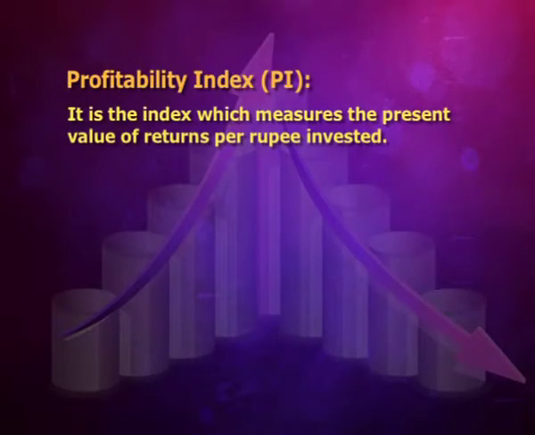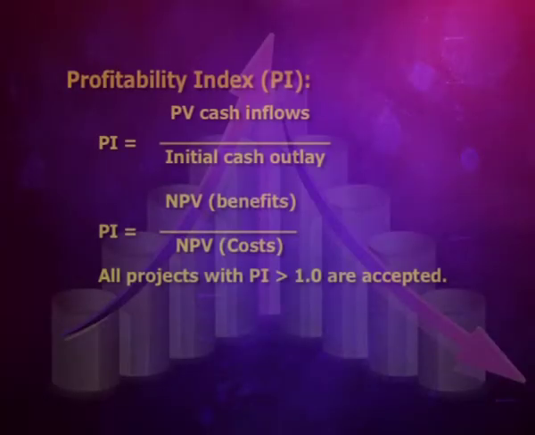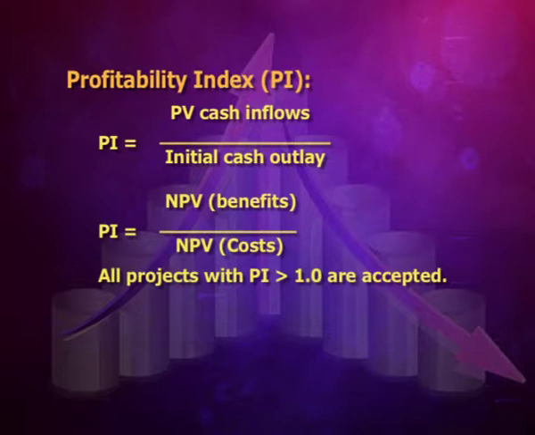It is the index which measures the present value of returns per rupee invested. It is the ratio of the present value of future cash benefits at the required rate of return to the initial cash outflow of the investment. It may be gross or net, net being simply gross minus 1. The formula to calculate profitability index or benefit cost ratio is PI is equal to PV of cash inflows upon initial cash outlay.